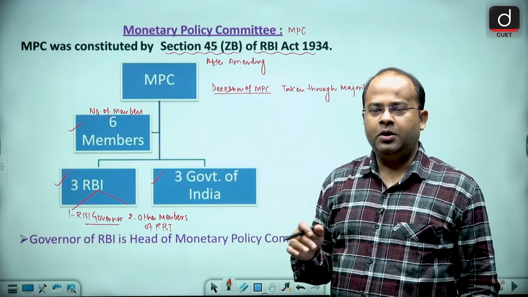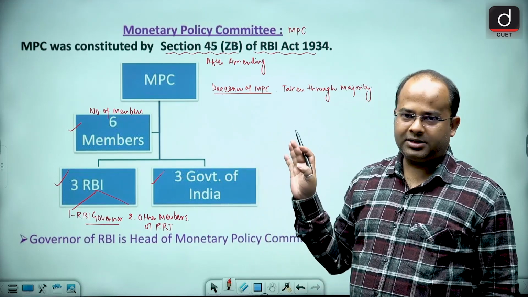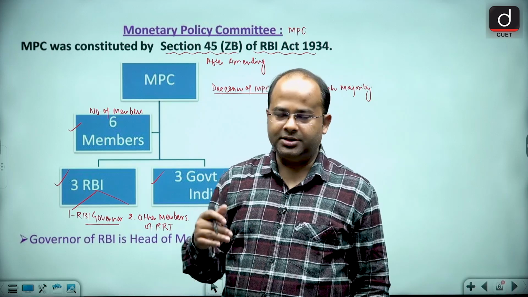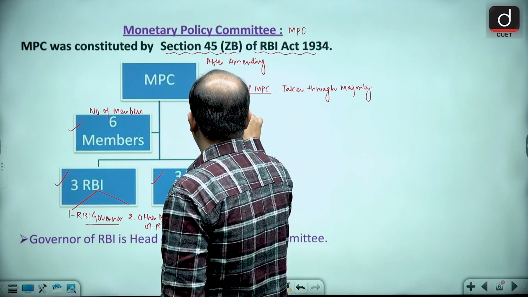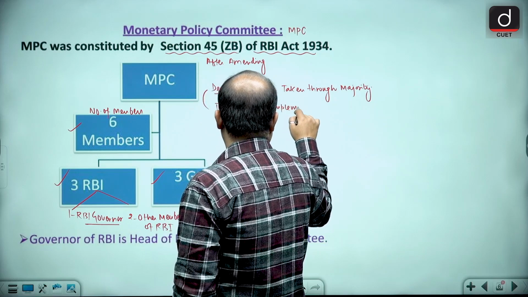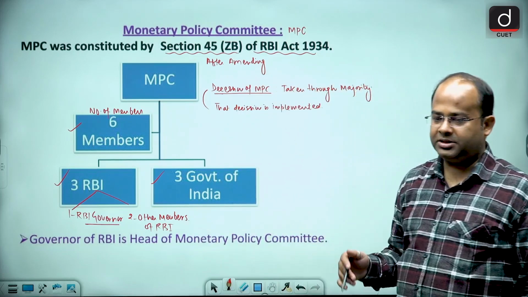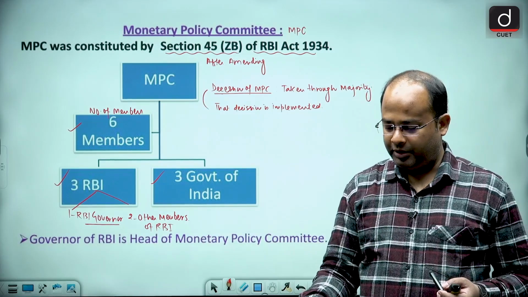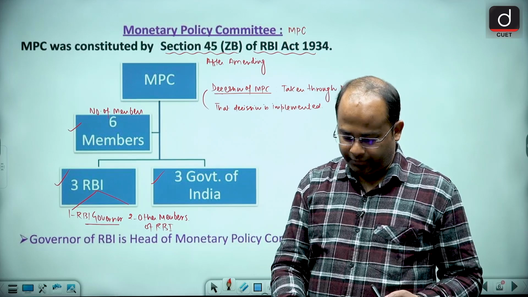Is that clear to all of you? Whatever the decision is taken by Monetary Policy Committee, it is taken through majority. Whatever the majority goes in favor of, that decision is implemented by MPC. Now guys, let's discuss the rates of monetary policy. Is that clear to all of you?